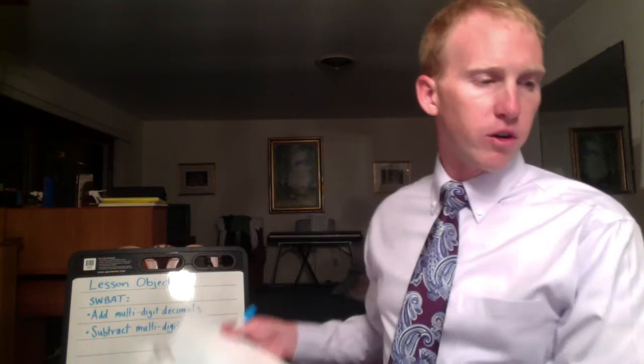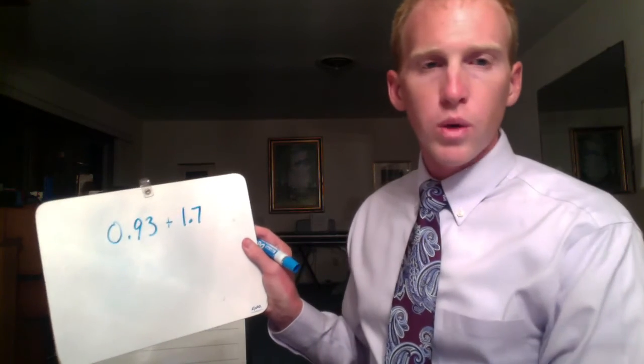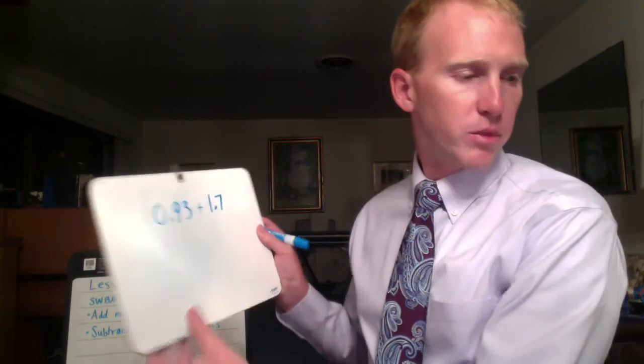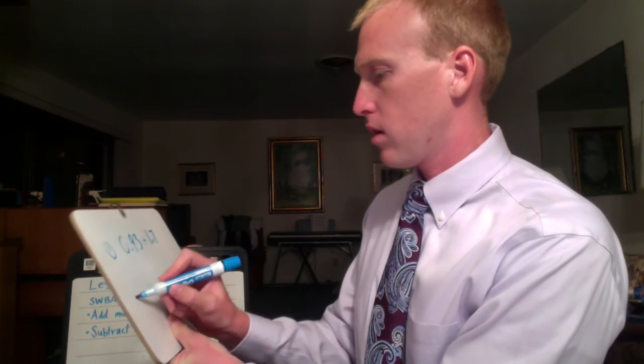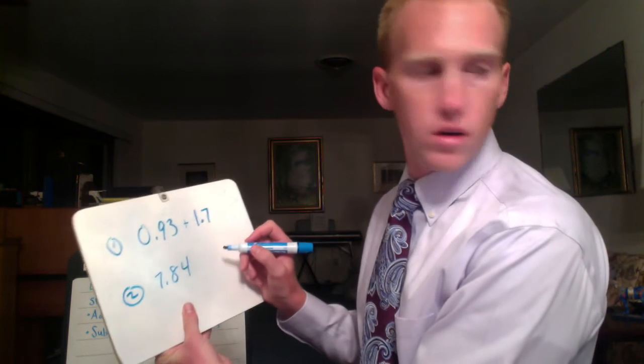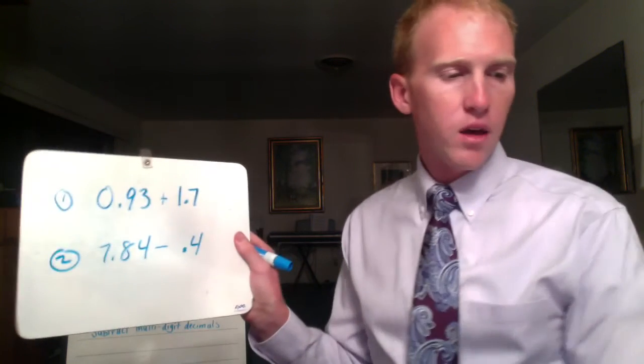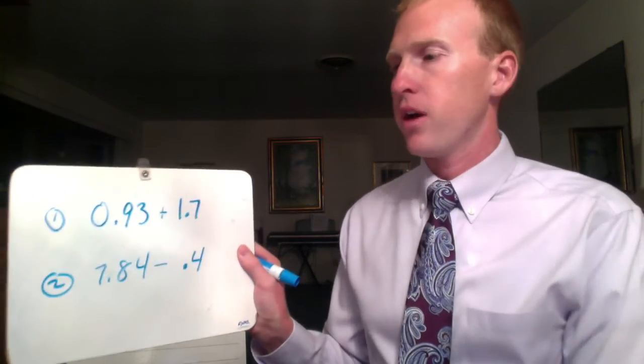Alright, now I'm going to give you guys an opportunity to practice on your own. Here, this is your first problem. We have 0.93 plus 1.7. Okay? The second one is 7.84 minus 0.4. Okay? So I want you guys to write these down on your whiteboards.